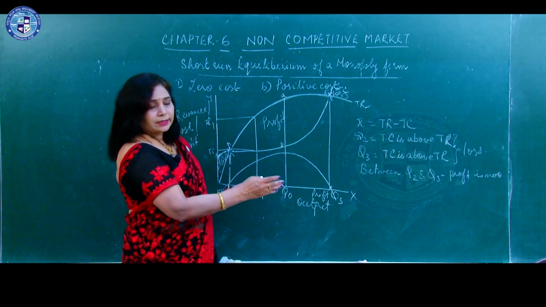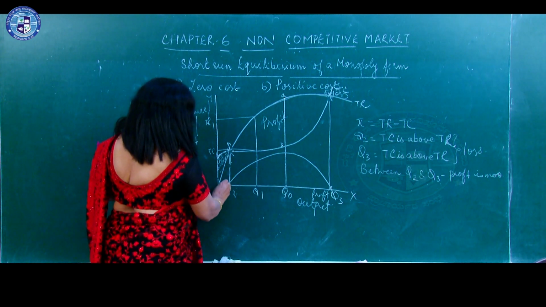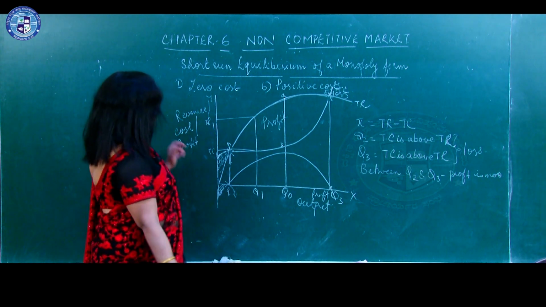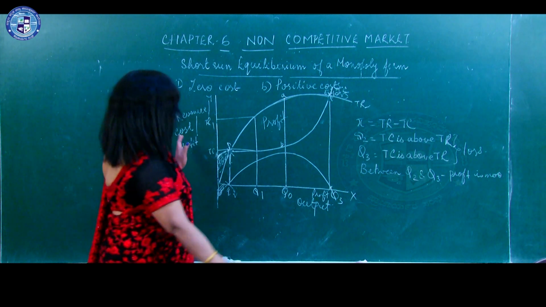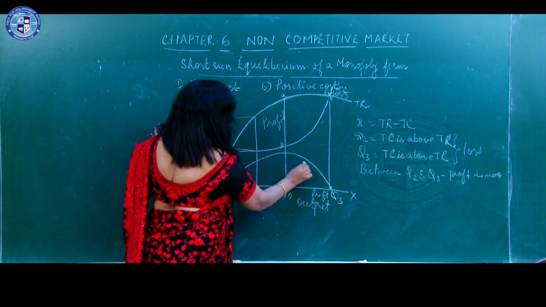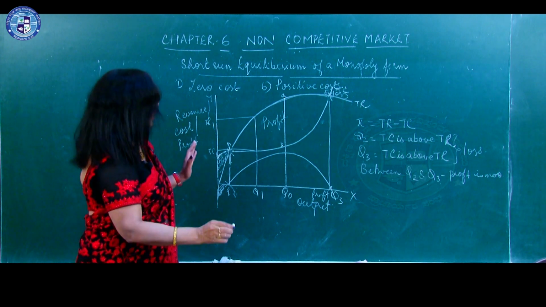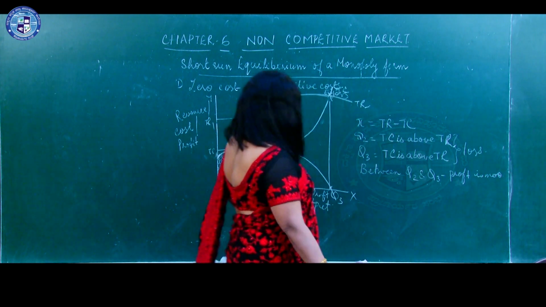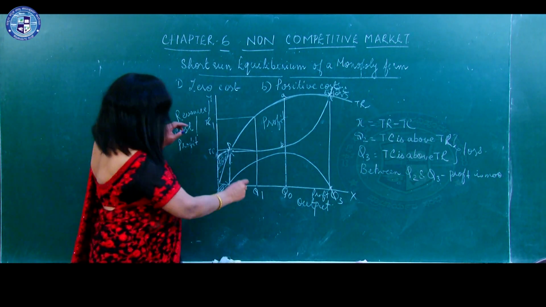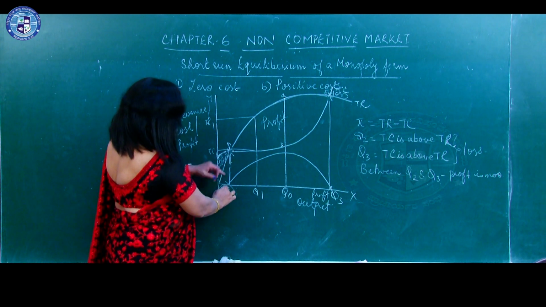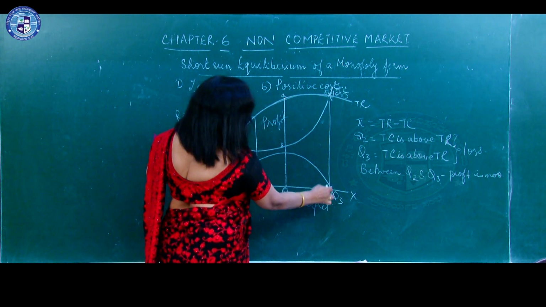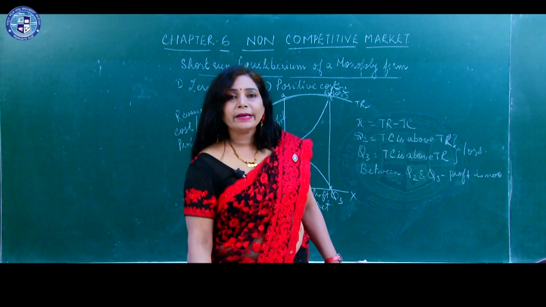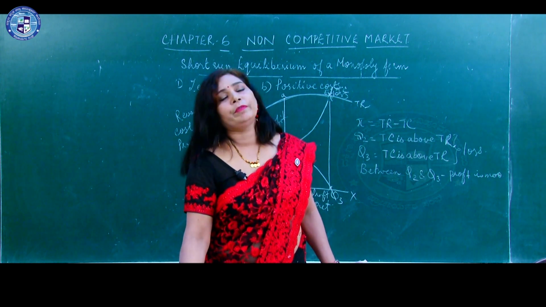Look at the diagram once again here. This area shows the loss for the firm, because here we will find that the firm is not getting any profit. But this entire area represents the profit that the firm gets, and it also says that between Q2 as well as Q3, that means after Q2 level of output till the Q3 level of output, the firm is getting the profit. The firm is making the profit.